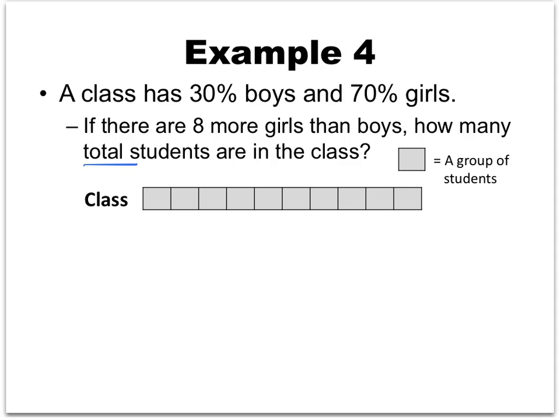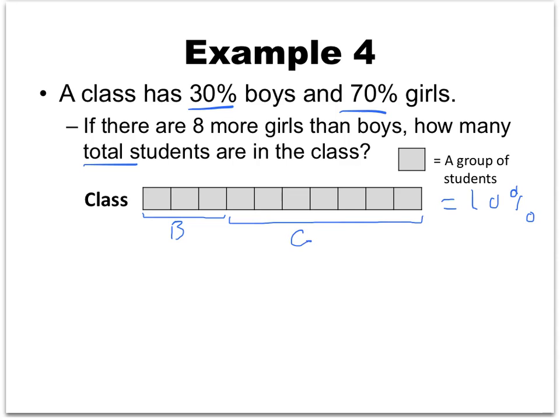So we're going to draw a strip diagram here to represent our class. The long strip represents the entire class. We're going to break this up into 10 pieces. Why 10 pieces? Because we're talking about 30% and 70%. So here a box represents a group of students, which is 10% of the class. Now we're told that we had 30% boys, so these 3 groups here are boys, and then 70% girls, so these 7 groups here represent the girls.